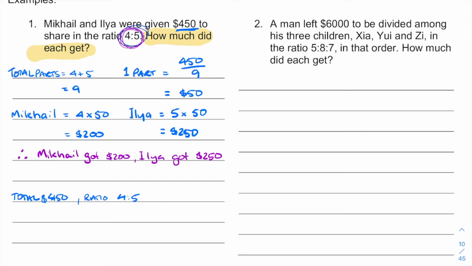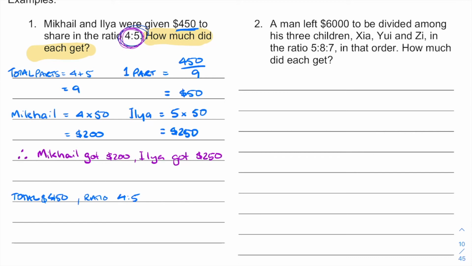All well and good. Done and dusted. We have one more example to have a look at. This time we're looking at another money problem. A man has left $6,000 to be divided amongst 3 children. So this has got 3 sections in it, this ratio. We've got Jia, Yu, and Z.